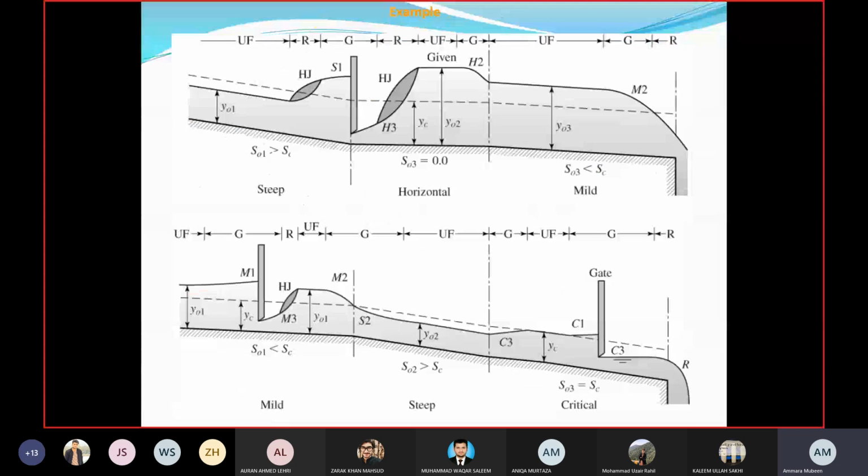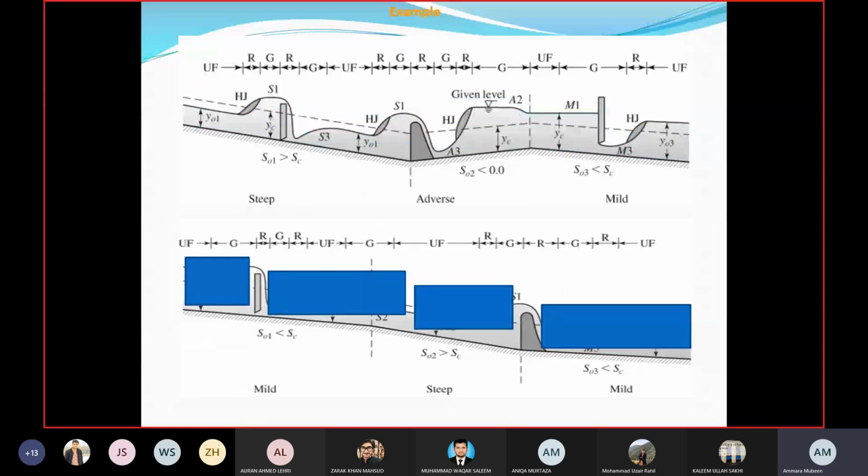Here also the same thing is happening. This control section is downstream of the profile, so it needs to be subcritical. The flow depth should be greater than YC. So if it is greater than YC, there should be a hydraulic jump in between, as supercritical flow is changing into subcritical flow.